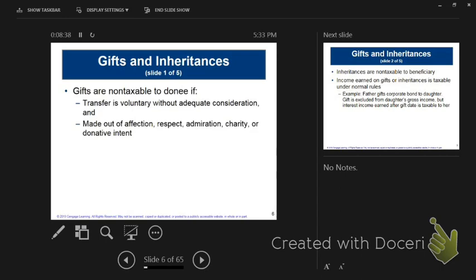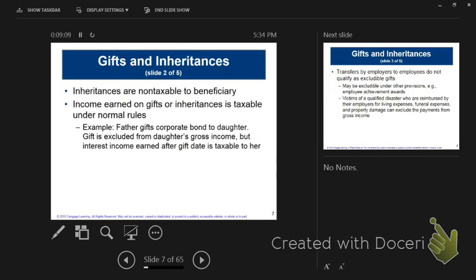Gifts are not taxable to the person that is getting them, as long as it's voluntary. All right, the transfer is voluntary without any adequate or any type of consideration, and it's made out of affection or respect. It's considered a gift. All right, a gift is not any type of blackmail or any type of you have to do this payment. All right, it's charity. It's any type of thing that's supposed to be done. But that can be made with love, right? It can be made with love. Exactly.